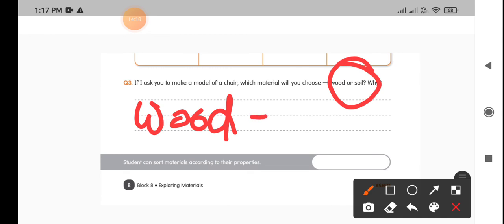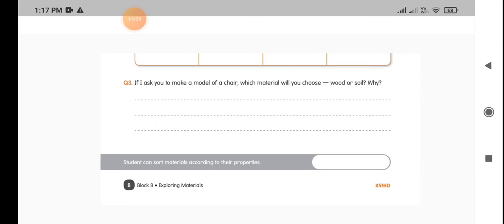So if it is made from soil, it won't show the hard property. That's why wood is showing the hard property and is useful in our day-to-day life. So you'll prefer to make the chair definitely with wood.